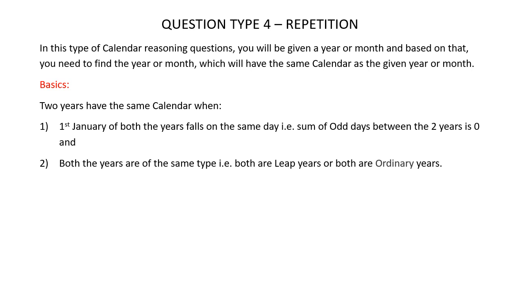Now for 2 years to have the same calendar, they have to satisfy two conditions. The first condition is the first January of both the years should fall on the same day. That is, sum of odd days between the 2 years is 0. The second condition is both the years are of the same type. That is, either both the years are leap years or both the years are ordinary years. Only then they'll have the same calendar.